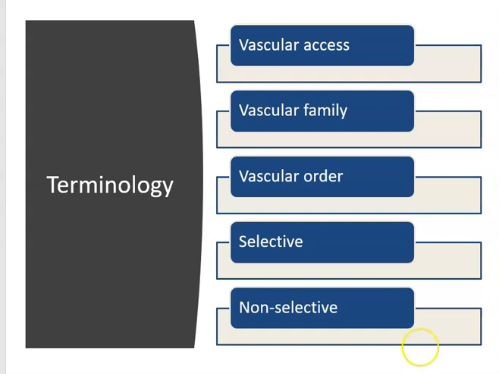So whenever you see the term vascular access, that is basically going to be the location where the doctor is going to enter the patient's vascular system. So that's the area that they access to catheterize the patient. Vascular family is a vessel that arises from the aorta or is off the axis of a vessel, and then it includes all of the vessels that branch off from it.